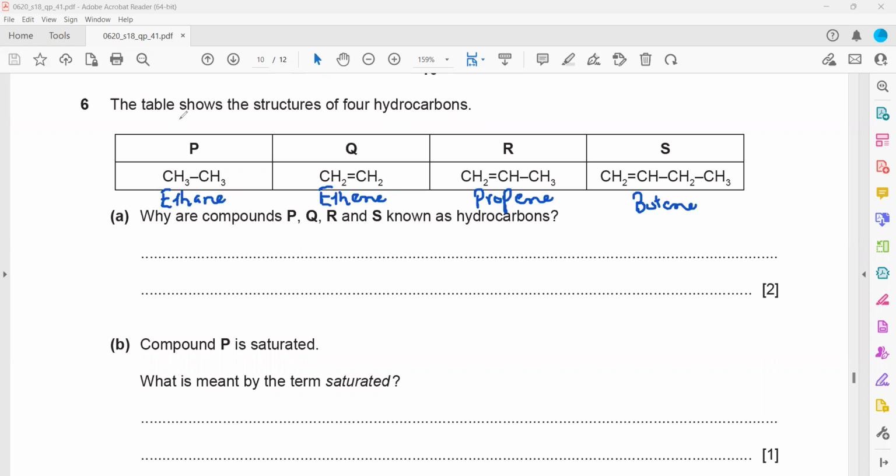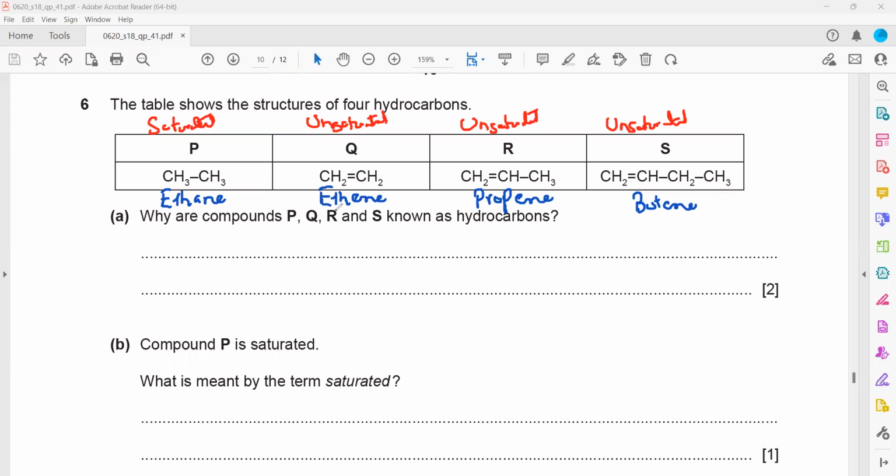Then hydrocarbons can be saturated or unsaturated. If they have a single bond, that means that type of hydrocarbon is saturated. This will be unsaturated. Here unsaturated does not refer to solubility. It is the term used to distinguish whether they have a double bond or a single bond throughout the structure.